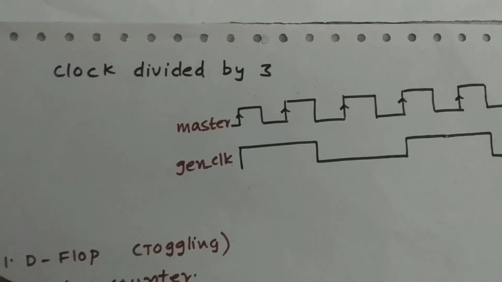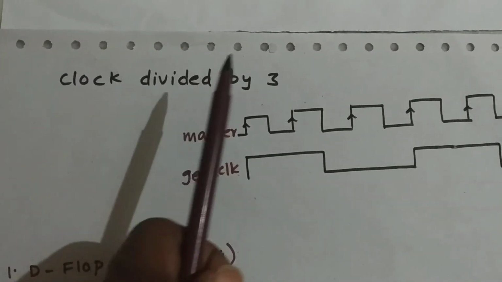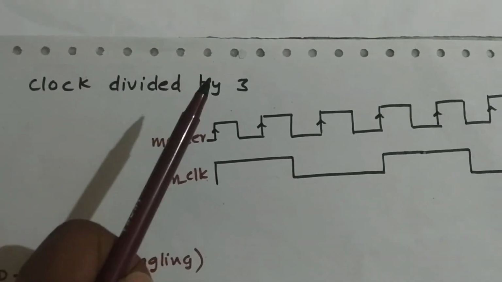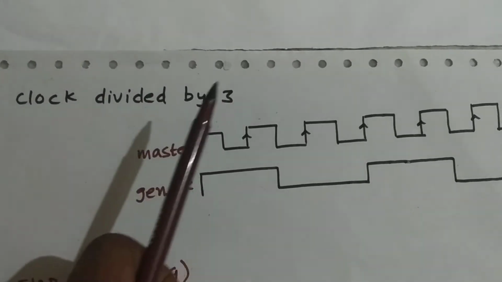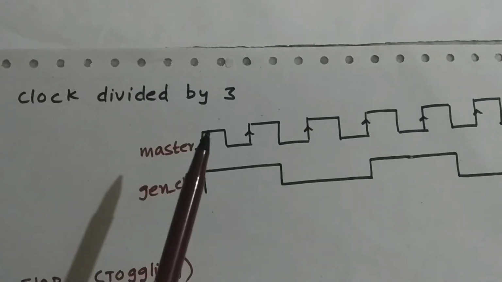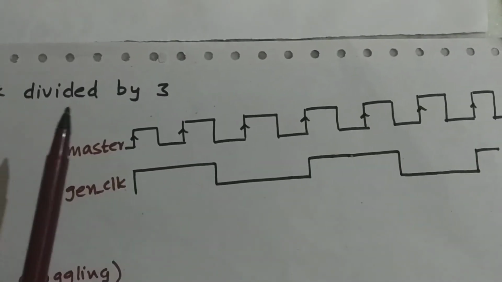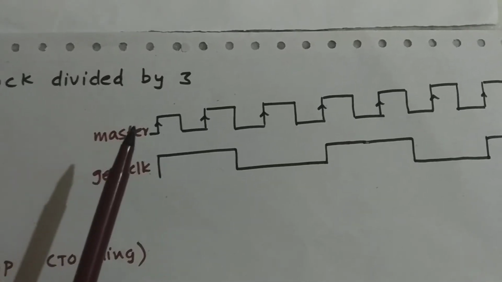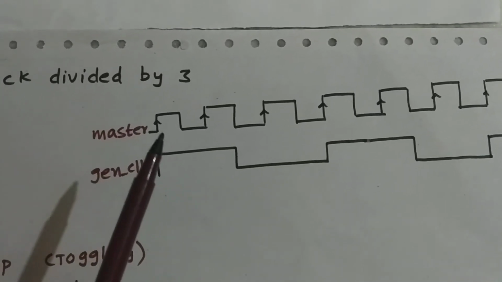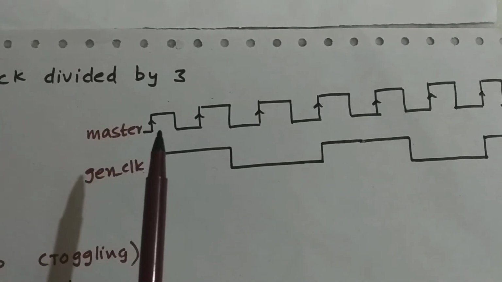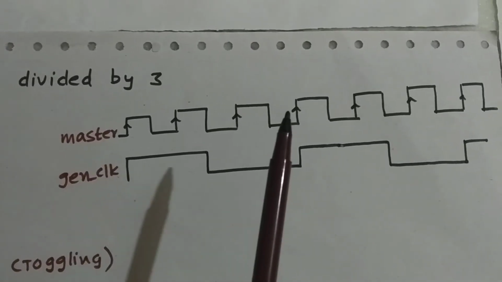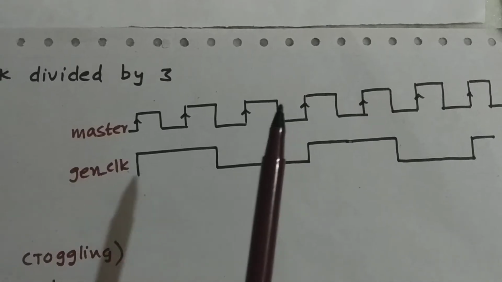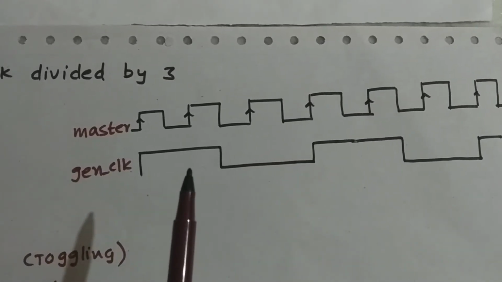Hey guys, today's video is about the clock divided by 3 circuit, or frequency divided by 3. So what does clock divided by 3 or frequency divided by 3 mean? As you can see over here, there's a master clock and a generated clock. We have generated this clock using this master clock. So as you can see, 1, 2, 3, three master clock periods equal 1 generated clock period.